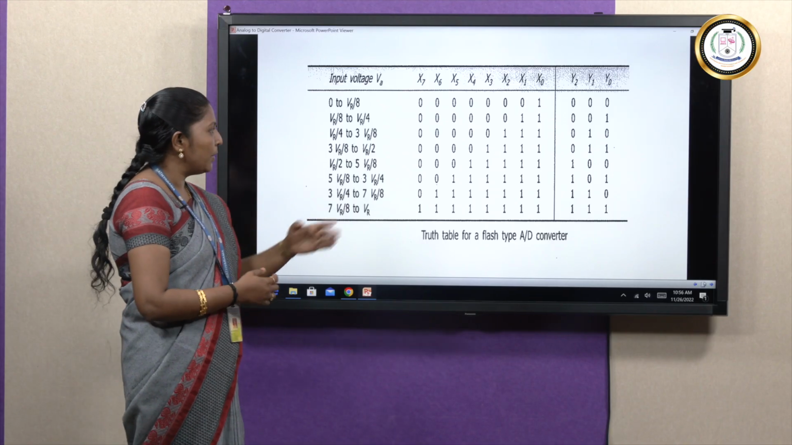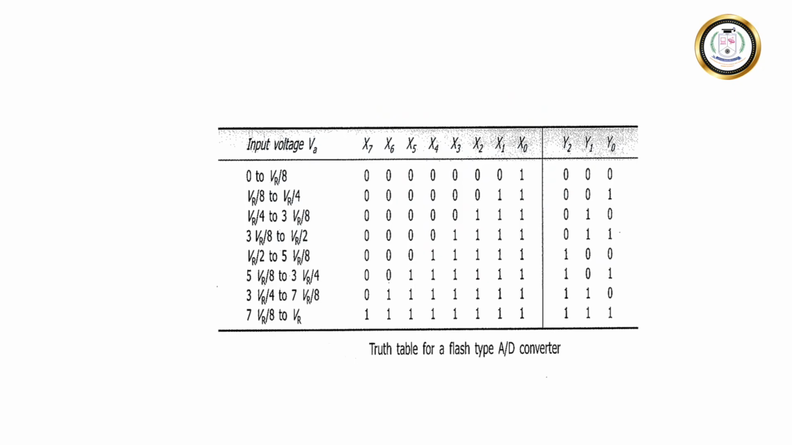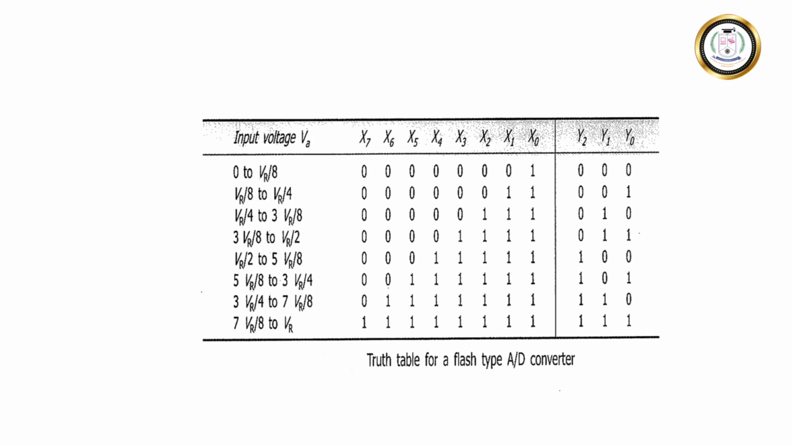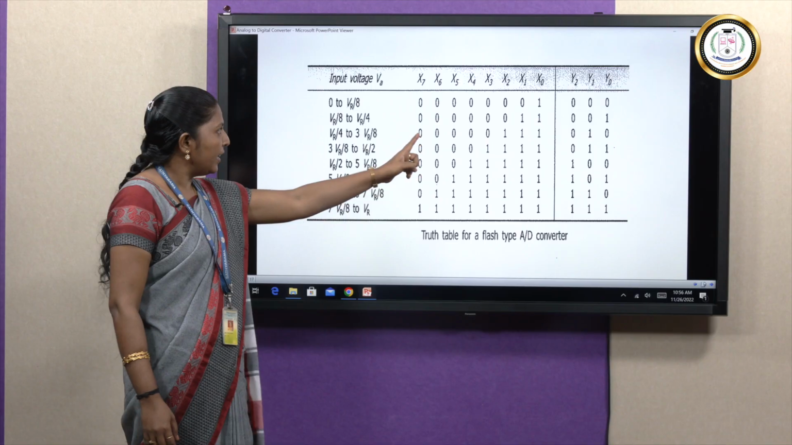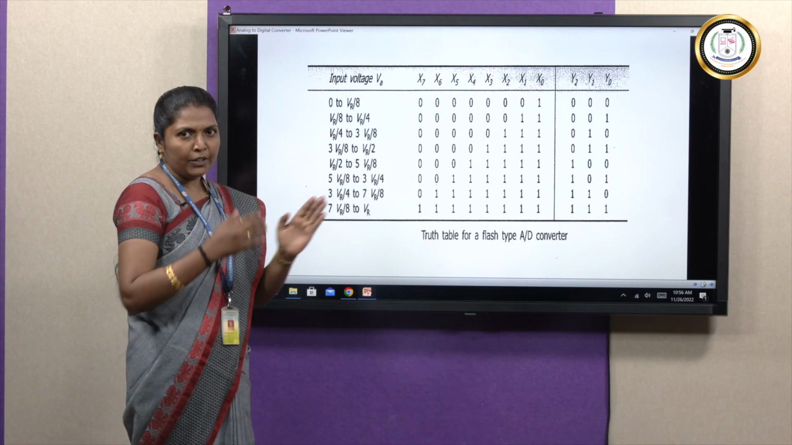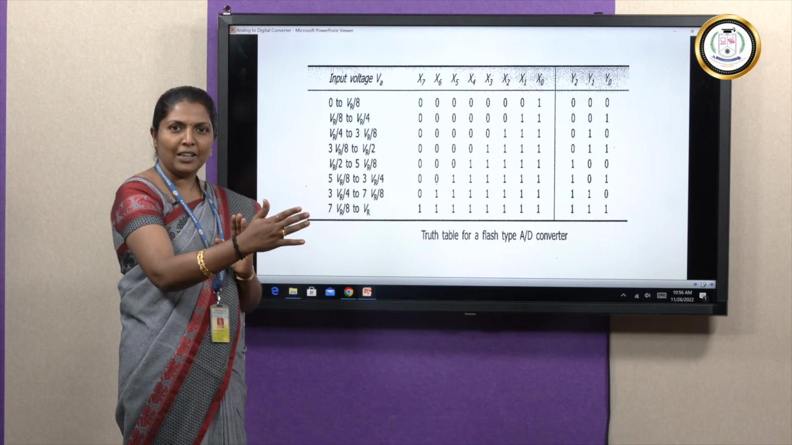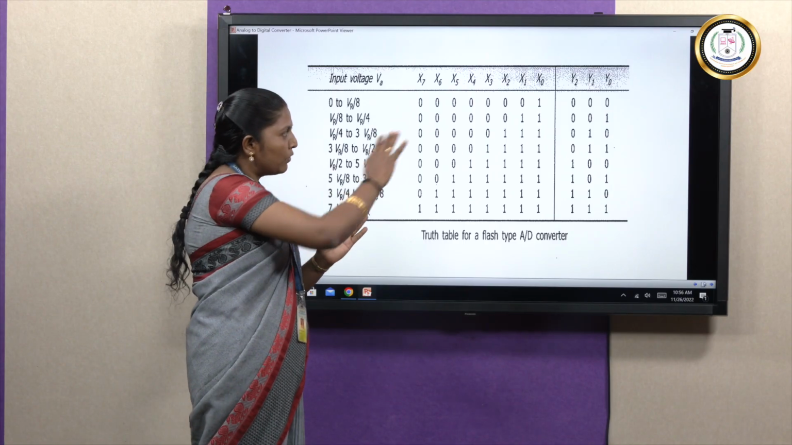So 101 will be our final output. This is the truth table of the flash type converter. If our analog voltage is between 0 and VR by 8, only the last comparator will give you a high pulse. So 0 only will be given to the 8 line to 3 line encoder. So 0 means all bits will be 0.